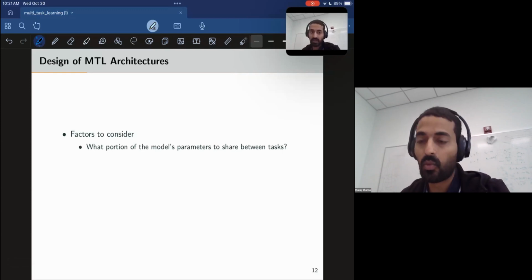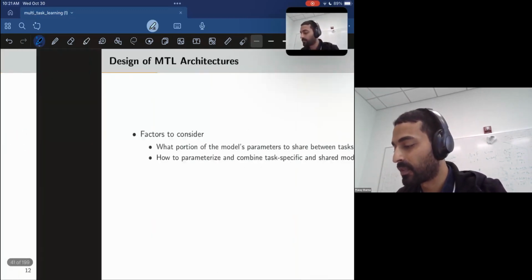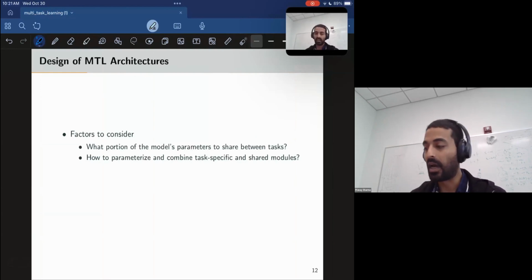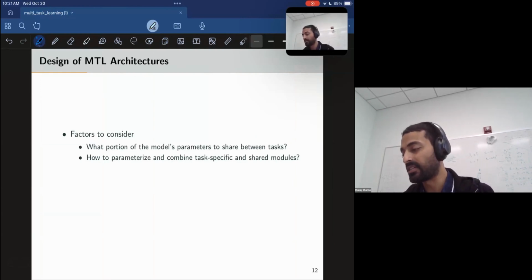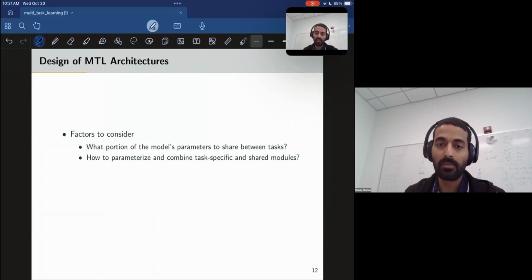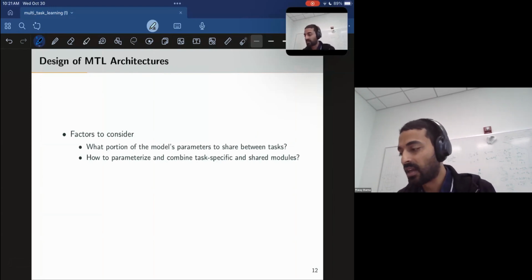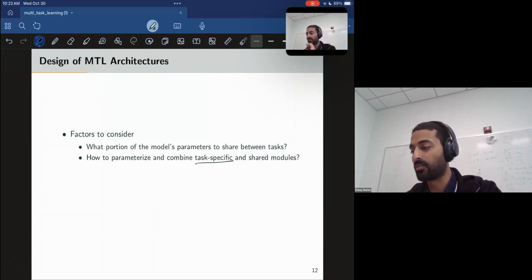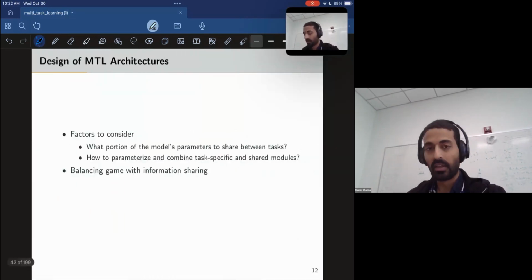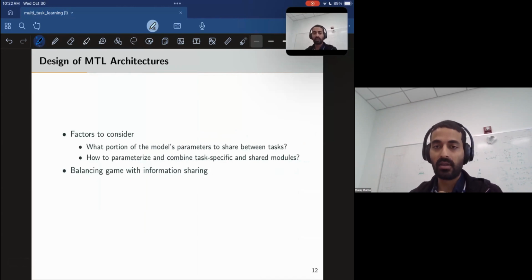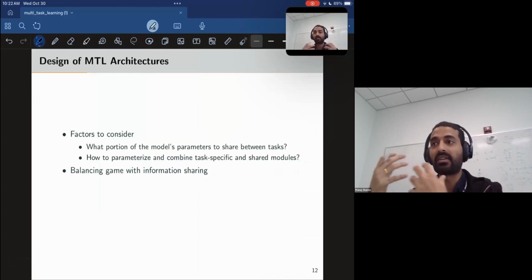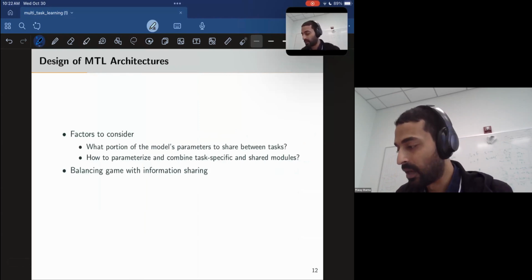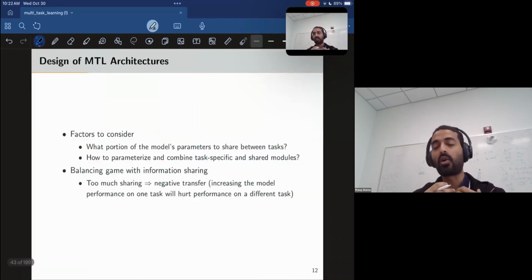So we have to decide what portion of the parameters to share. We also need to decide how we design these parameters and how we combine the shared model, which is common across all tasks, and the task specific parameters, which are unique to the different task models. There is also a balancing game going on when you share some parameters and keep some parameters specific. Suppose you share all the parameters, so all the parameters of the model are common for all the tasks.